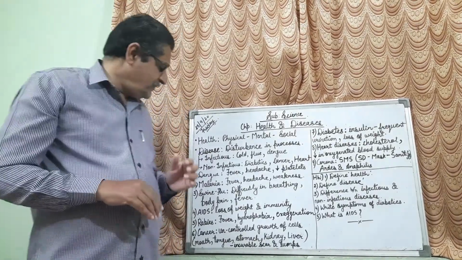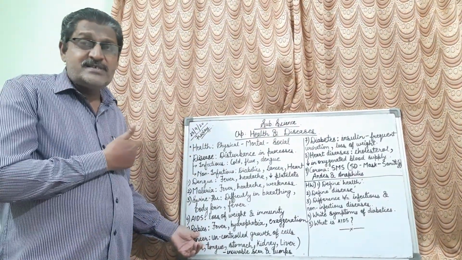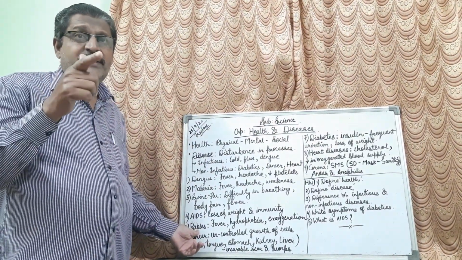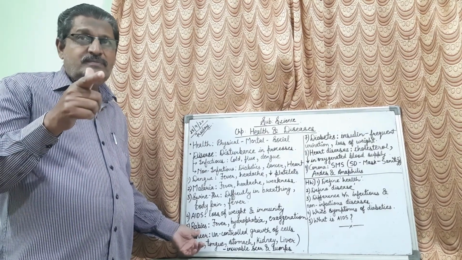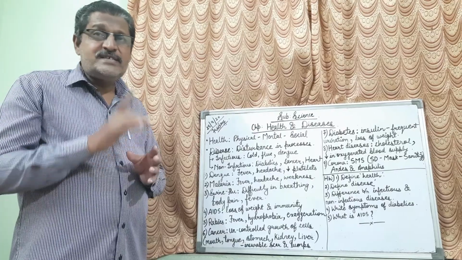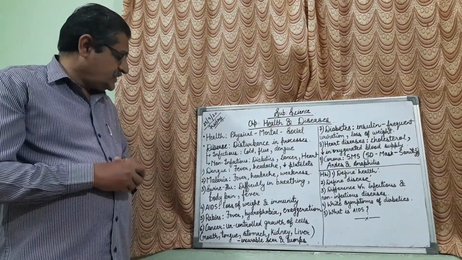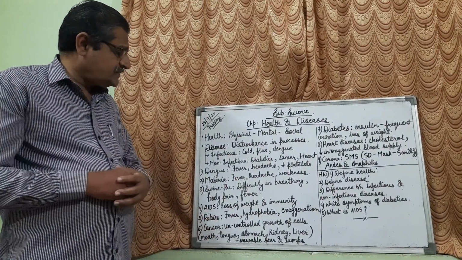This is the symptom of rabies, a very dangerous disease. What will you do in this case? You will vaccinate your dog. If there is a dog at your house, the dog is a pet animal, so vaccination of the dog should be done yearly. Then the next disease is cancer.